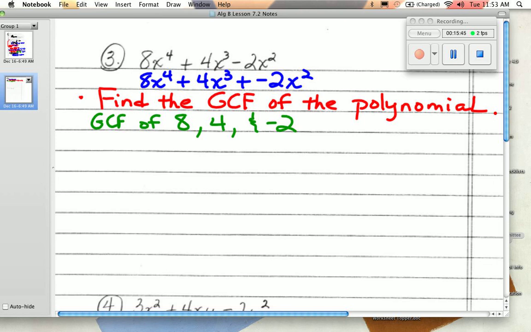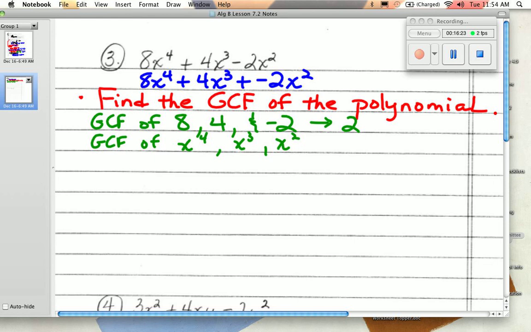So what's the GCF of the constant part, the number part? It's the largest number we can divide out of all of those. Probably 2, right? And we'll just make it positive 2. And now we need the GCF of the variable parts. So of x to the 4th, x to the 3rd, x to the 2nd. GCF there? 1.